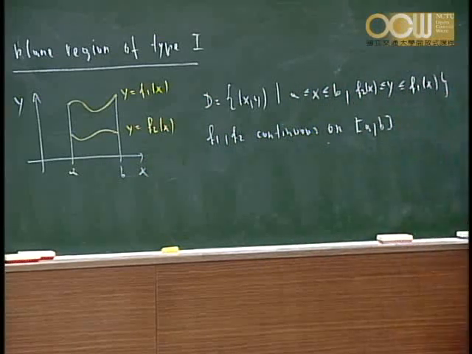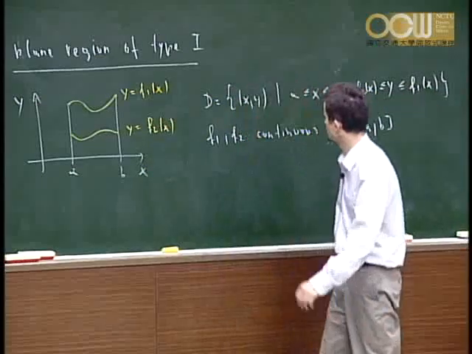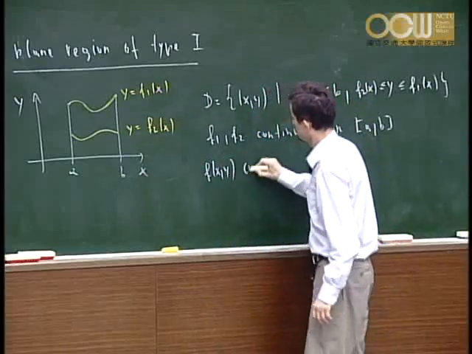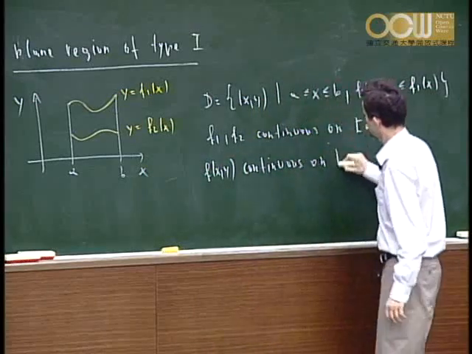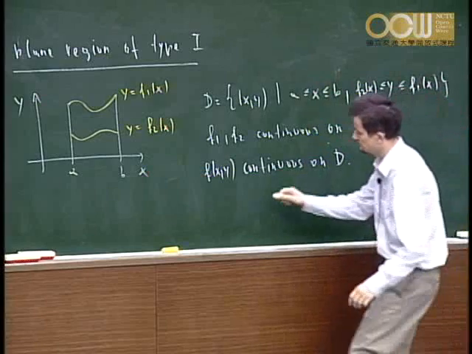So this is a so-called plane region of type 1. Now, if you have such a plane region, and we are given a function, let's say f of x y, continuous on D, and we want to look at the double integral.